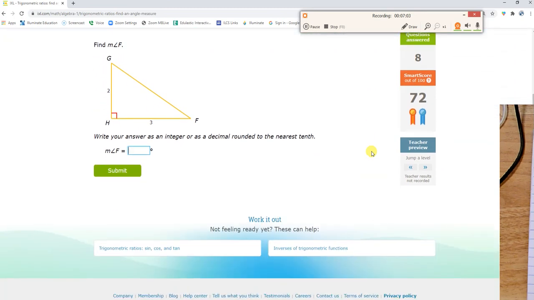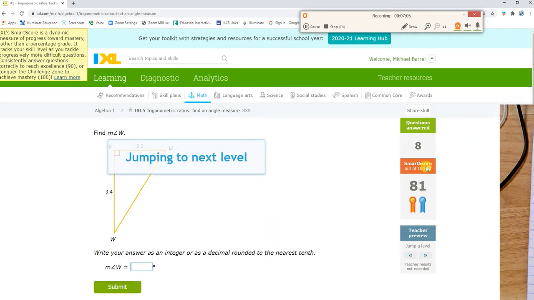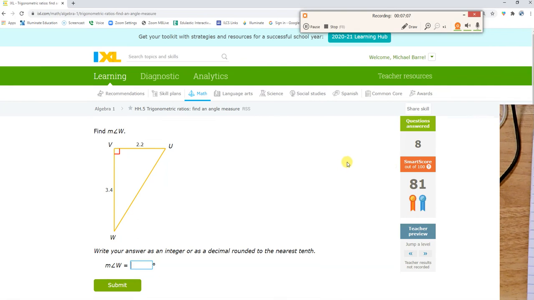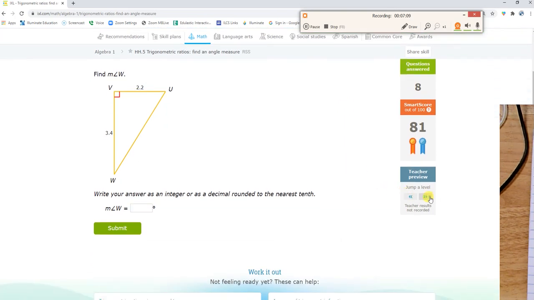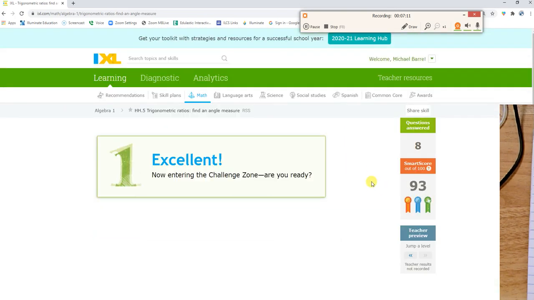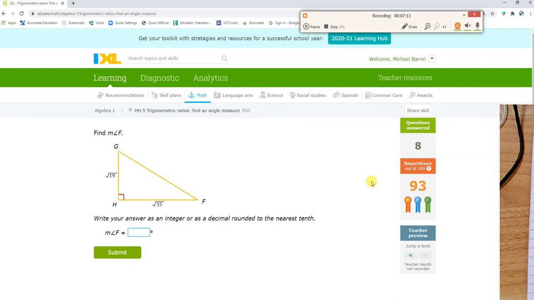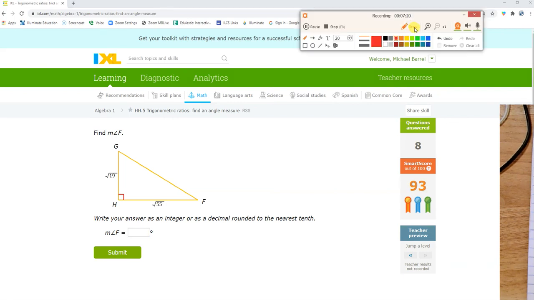So what would this be? Still jump a level. Okay, so it's decimals, nothing crazy there. Jumping a level. Anything crazy up here? Square roots. Okay, we got it. I'll do one of these. All right, so F. So it's going to be a tangent, inverse tangent, opposite, which is the square root of 19, over adjacent, which is the square root of 55.